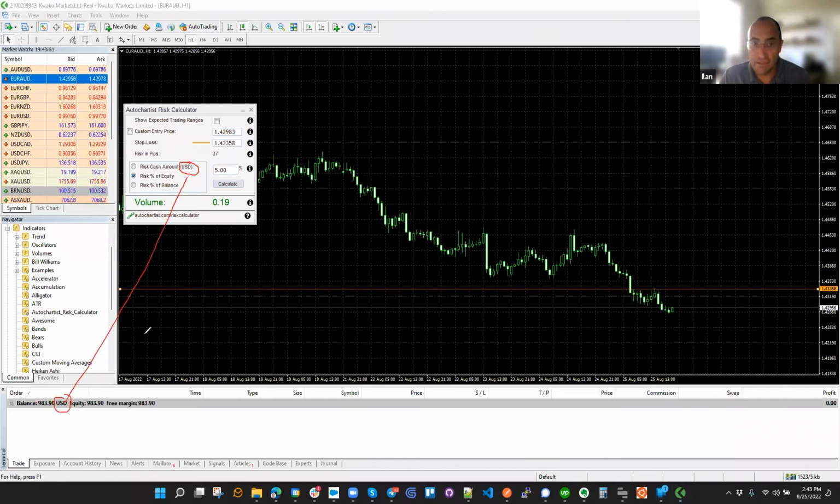Some of you might have accounts in other denominations, right? Euro or something like this. Autochartist will automatically change that risk currency to whatever your account currency is, right? So even if you're trading, I don't know, GBP JPY with a Euro account, it'll manage your risk based in euro, right? Not in USD. Okay, so it's quite a pretty smart tool.